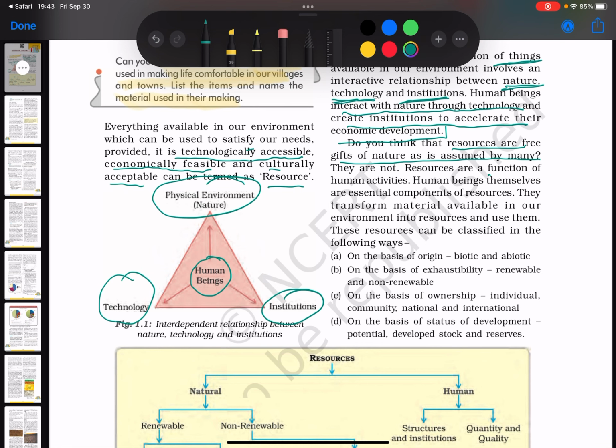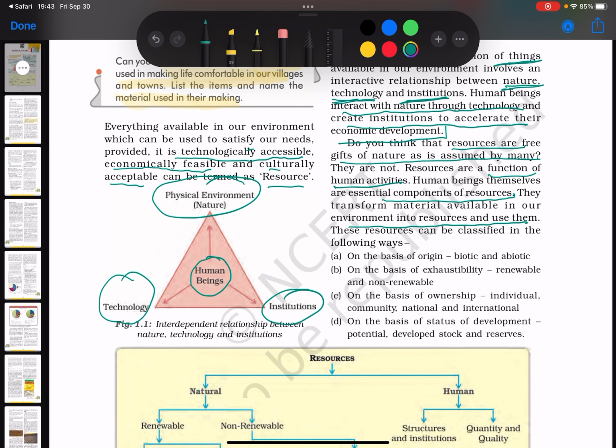Resources are a function of human activities, which means some human beings are involved in creating them. So, human beings themselves are essential components of resources. This is another key point. They transform the material that is available in our environment into resources and use them.